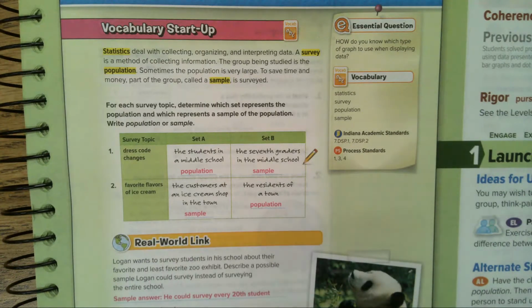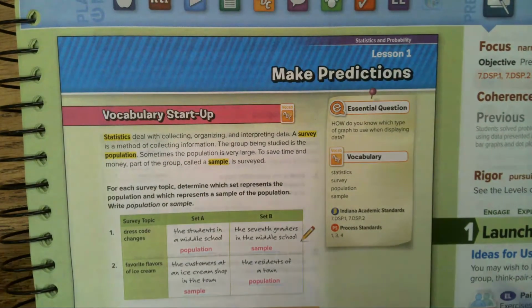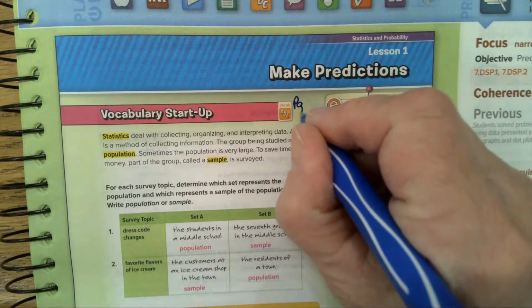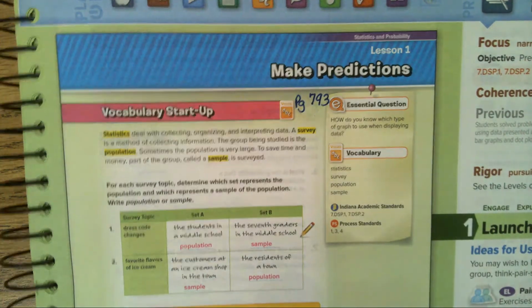Mrs. Robertson. Today is Thursday, and we're going to go to Chapter 10, Lesson 1. It's on page 793. And we're going to talk about how to make predictions.